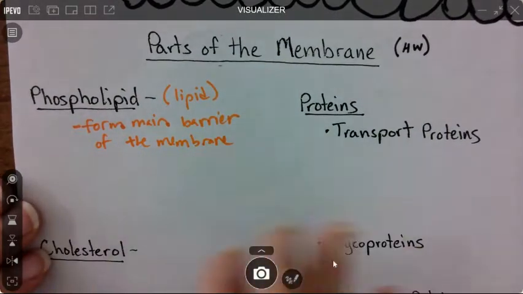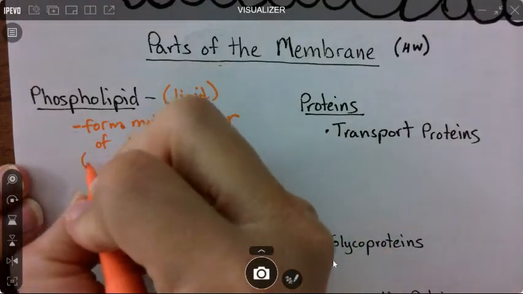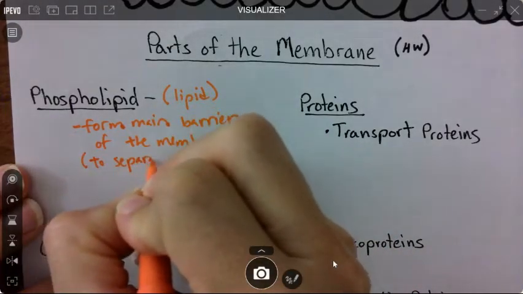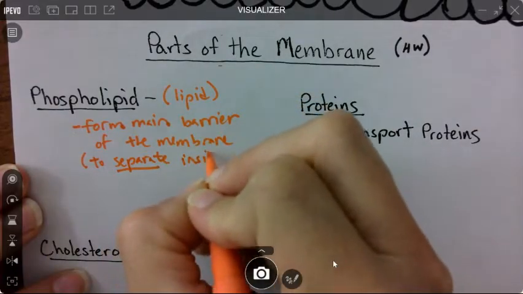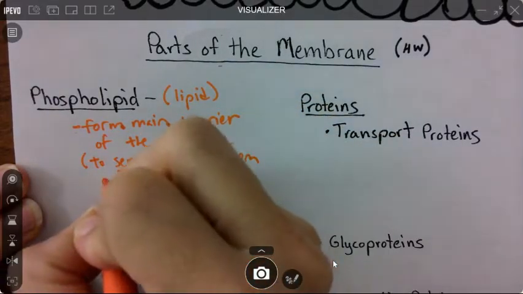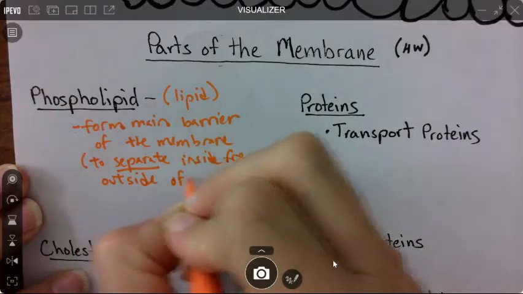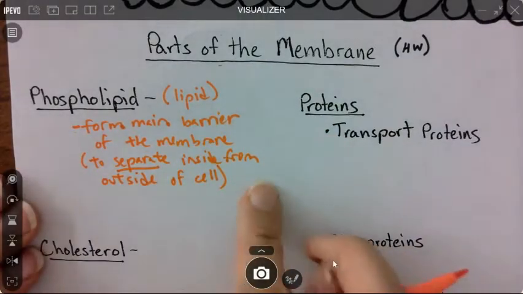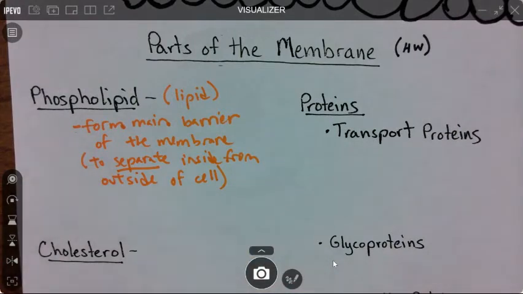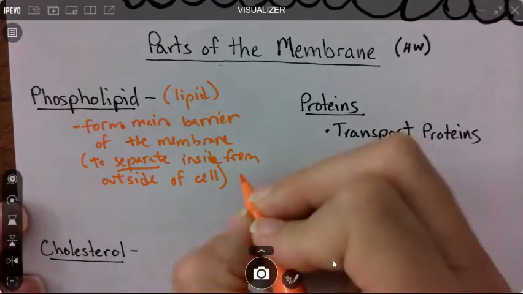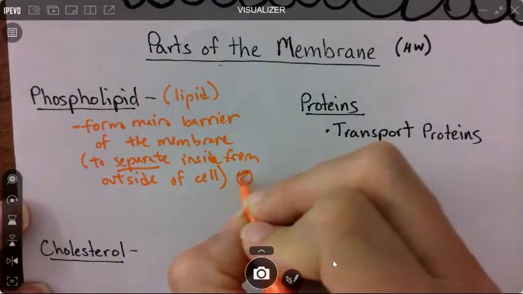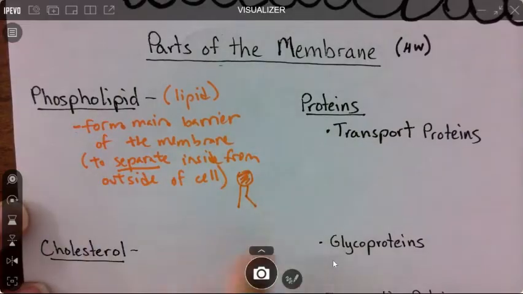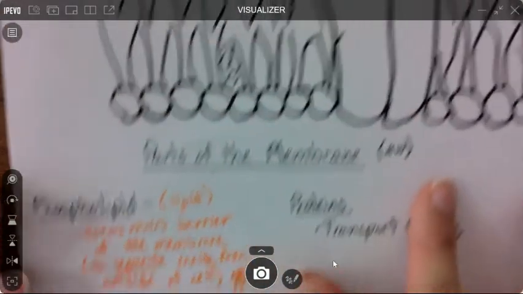Okay, so they form the main barrier of the membrane, and to separate inside from outside of the cell. So without the phospholipid bilayer, you wouldn't have a difference between inside and outside of the cell. So the cell couldn't be different than the environment. And that's the whole point of a cell, to have different homeostatic mechanisms than outside of the cell. And we know from before, like we said, right, we have the phosphate and glycerol head and then the fatty acid tails. So let's take a second and label those right up here.